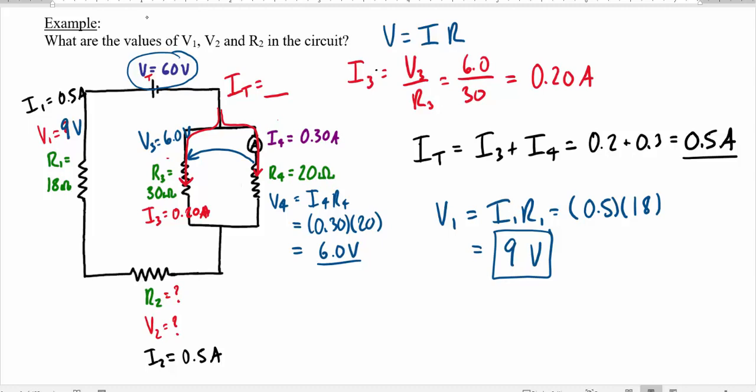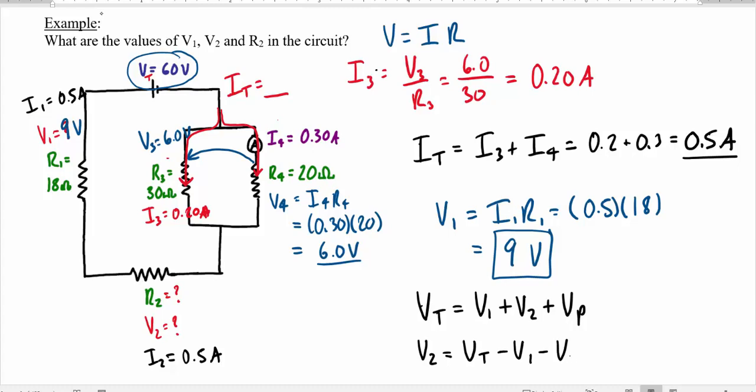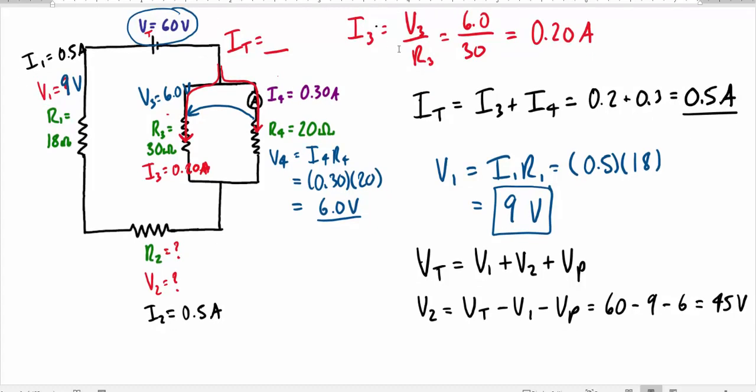So again, if you think of this component here as being one parallel circuit, I could look at my total voltage and say that total voltage is going to equal V1 plus V2 plus V parallel, not plus V3 and V4, because I only need to use the voltage on one pathway or the other. So essentially V2 is just going to be the difference. Take my total, subtract what I use at V1, subtract what I use at the parallel component, and that's it. So 60 minus 9 minus 6 gives me 45 volts. So I must have 45 volts, and by the way, that's one of the answers we're looking for. So I'm just going to box it out. So I must use 45 volts here.